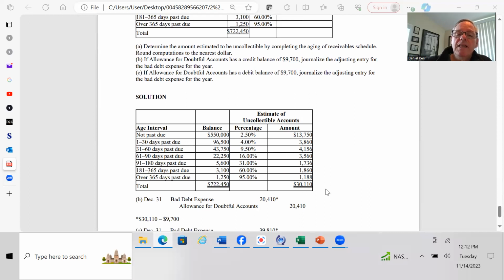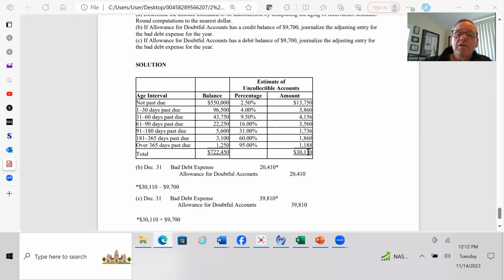So here's your balance in the allowance. But we told you that the first case had a balance of 9,700. So the amount of the adjusting entry would not be 30,110 since you already had a $9,700 credit balance in there. You have to increase it by 20,410.